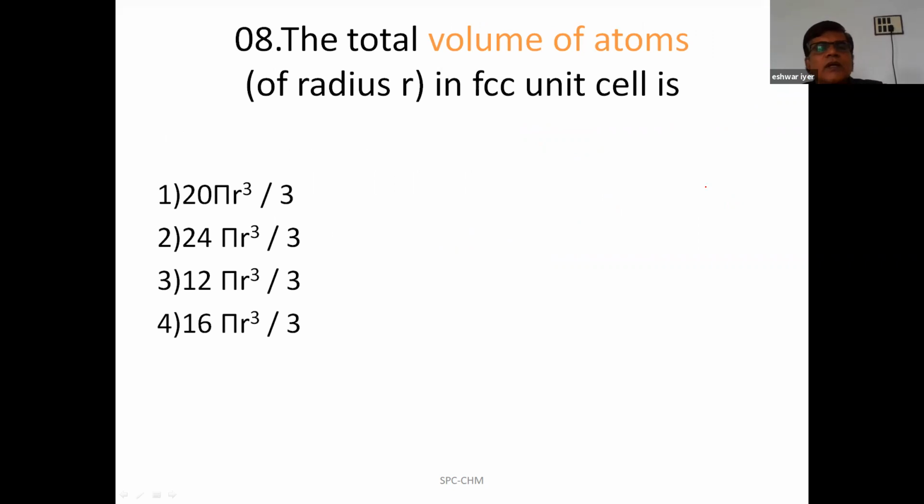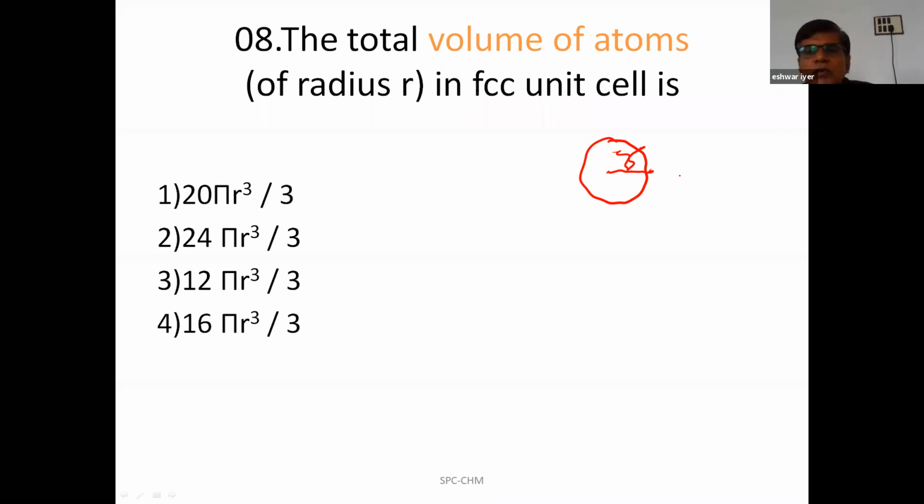Next question. The total volume of atoms of radius R in FCC unit cell. Again, you have the FCC unit cell. So that, let me write the atom with radius R. Next, we have in FCC, the volume occupied by all the atoms. Total volume means volume occupied by all the atoms you will have to take. So that means you have to take the volume of one atom, 4 by 3 pi R cube.